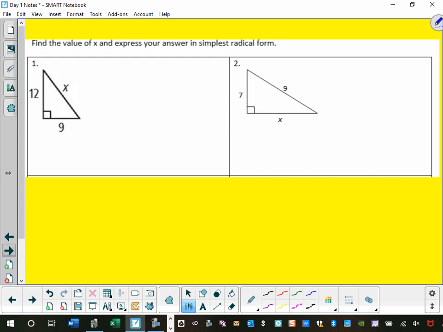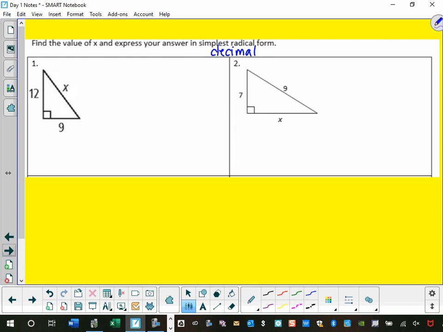So, find the value of x and express your answer in simplest radical form. You can also write it as a decimal. Yes, we did learn simplest radical form, but if you give it to me as a decimal, that's okay too. And actually, most of these I'll probably leave in the decimal form.